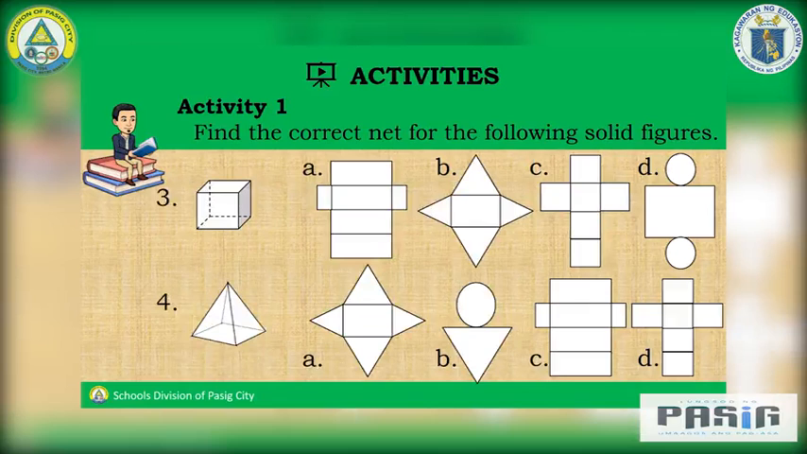For numbers 3 and 4. Time's up. Number 3, the solid figure is cube. The correct net is letter C. Number 4, the solid figure is pyramid. The correct net is letter A.